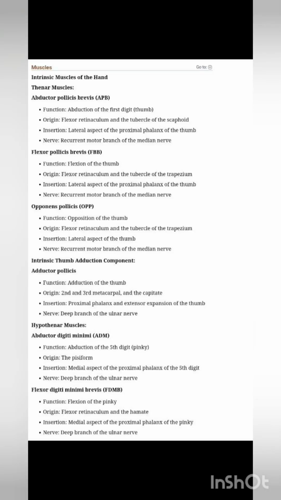In this video, we are going to talk about the intrinsic muscles of the hand. I will not show any diagram. In this video, we will only talk about the theory. So let's start. Intrinsic muscles of the hand.